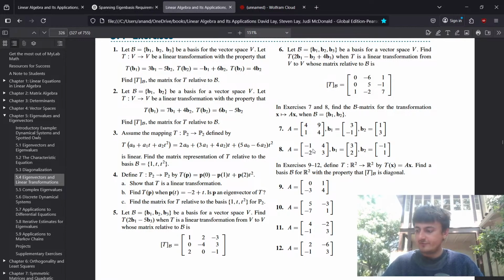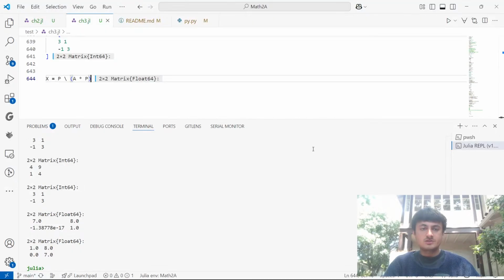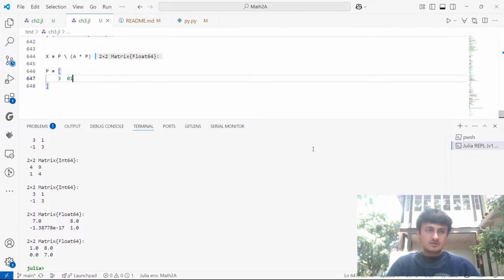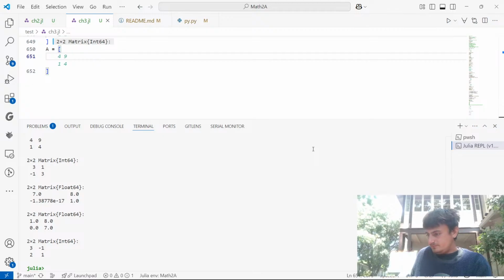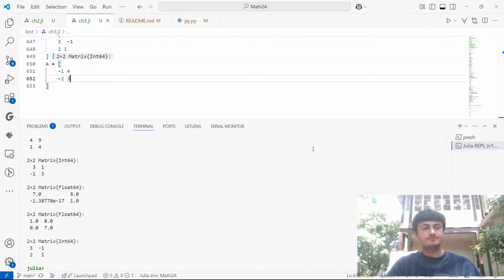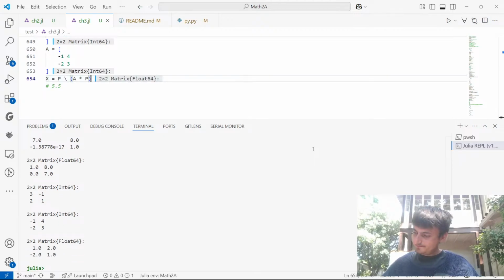Let's do number 8 just for fun. 8 will be really short because now we've worked through all the pain. So we have A equal to -1, 4, -2, 3, and P is equal to the B1, B2 columns, which is 3, -1, 2, 1. Now we can just do this, and P backslash A P is equal to X, which is 1, 2, -2, 1.